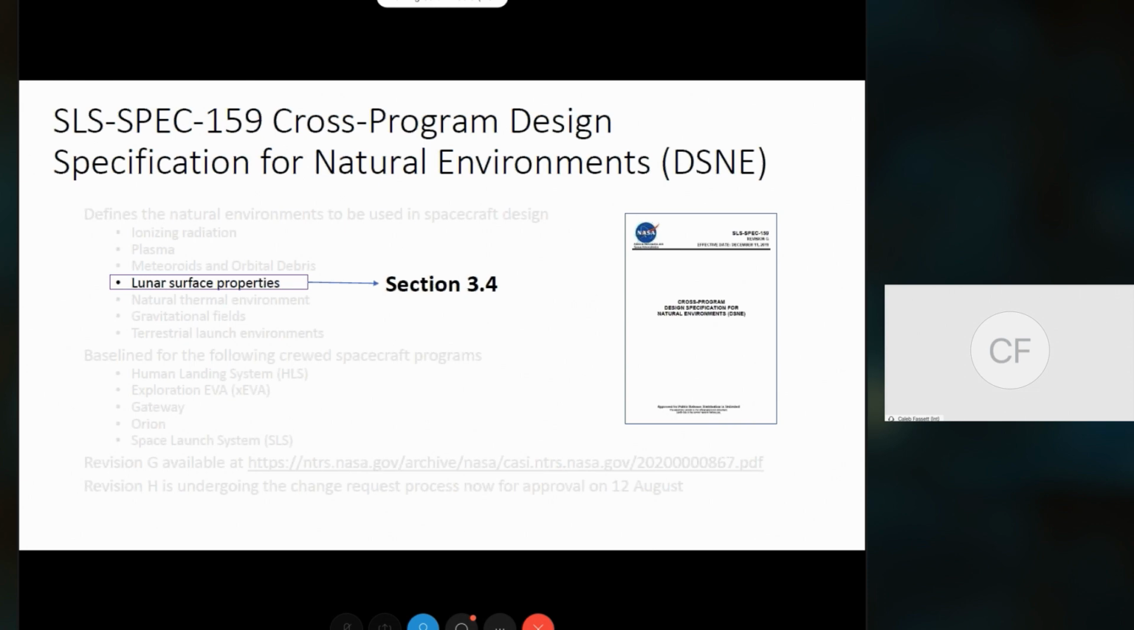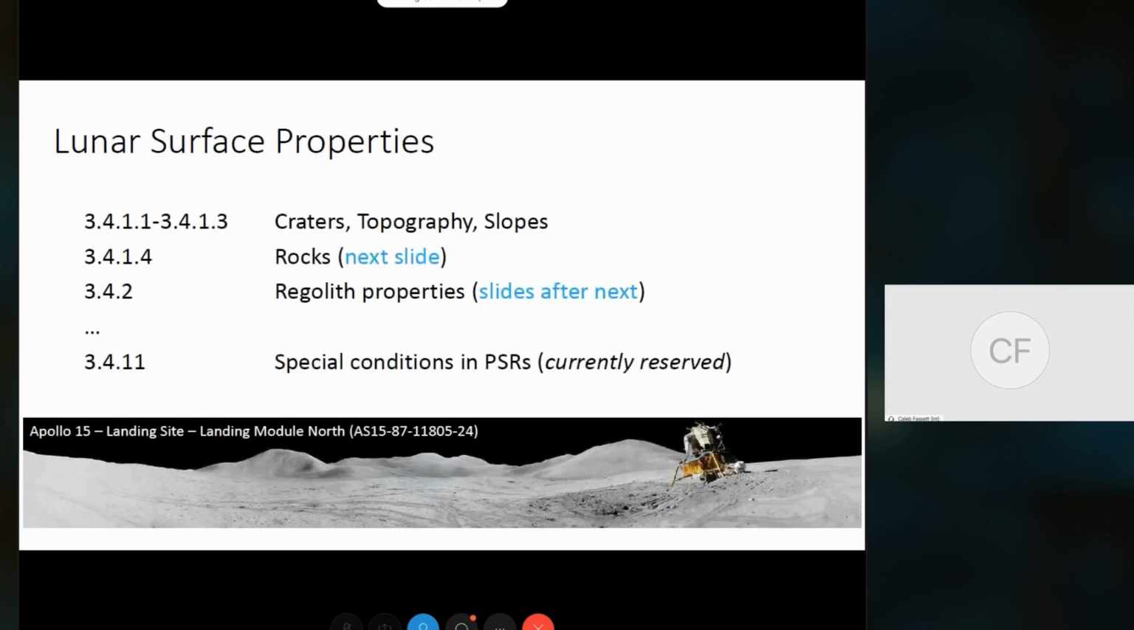So next slide, please. So what are the lunar surface properties we have in this document? Well, it's basically sort of the boundary conditions that you expect spacecraft designers and instrument designers and suit designers to have to think about. And so there's things like topography, slopes, craters in a general way. And we also point to the data that you can use for site-specific analyses. And we note in the DSNE that for any specific mission, you really want to go and pull that site-specific analysis for yourself.